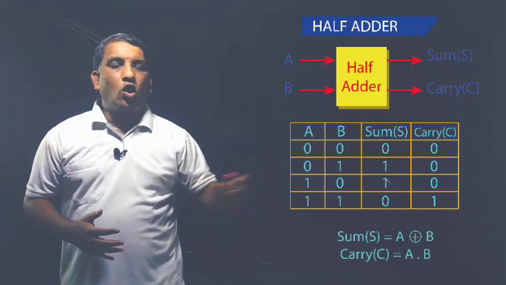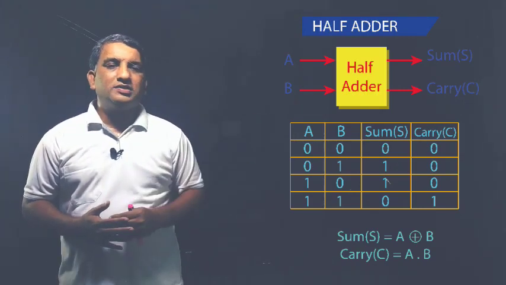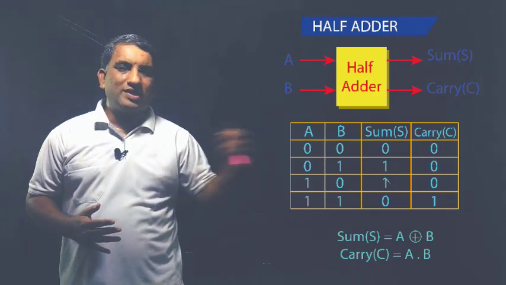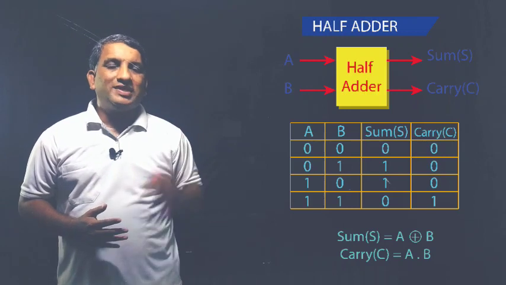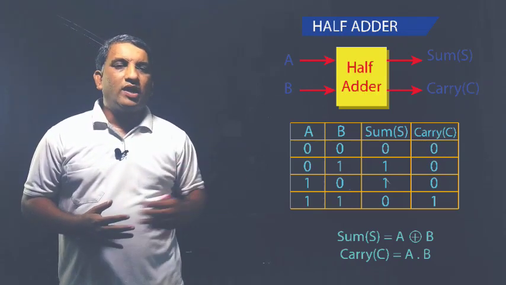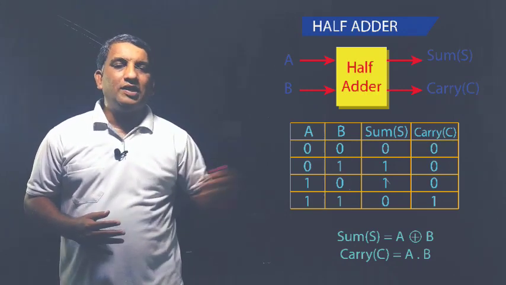And if you see the column of the carry, for 0 0 the output will be 0, for 0 1 again the output is 0, for 1 0 the output is again 0 and for 1 1 the output is 1. So if you see, this column is similar to the AND gate. So that's why for carry we can write down the equation as A and B.